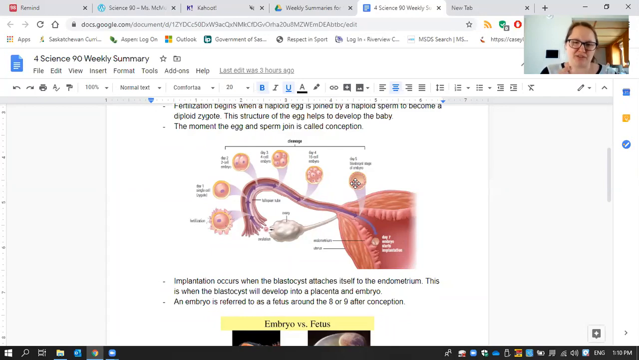That blastocyst is going to then move through the fallopian tube, and it'll attach itself to the endometrium wall, which is part of the lining in your uterus. When that blastocyst attaches to the uterine wall, or the endometrium, that is when we consider it to be implantation. This is where the placenta and the embryo start to develop.